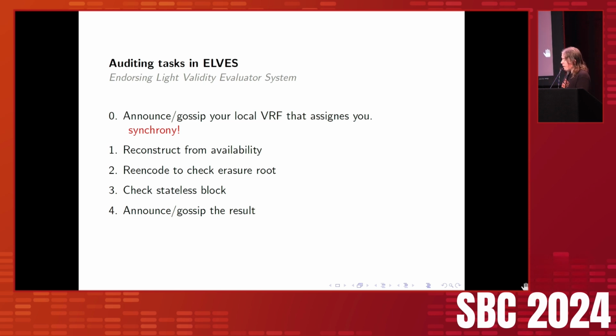Okay, so the rest of the auditing task is you reconstruct from availability, you re-encode to check the erasure roots. This is checking the original erasure coding. And then you actually check the block itself and announce the results.